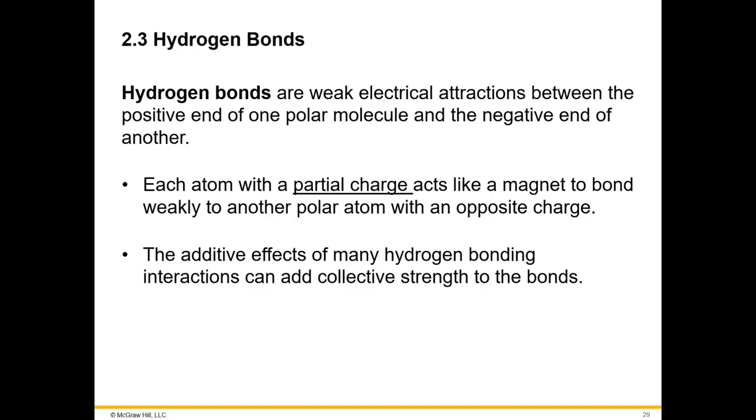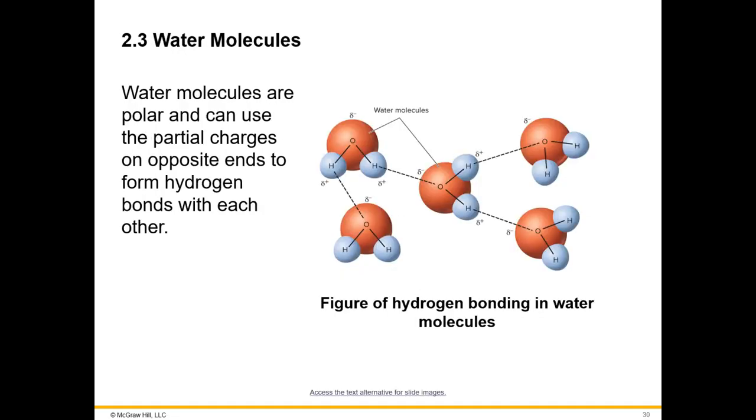And that is basically acting like a magnet to bond weakly to another polar atom with an opposite charge. The additive effects of lots of hydrogen bonding interactions can also add collective strength to those bonds. Here's a great way to visualize what we're talking about.